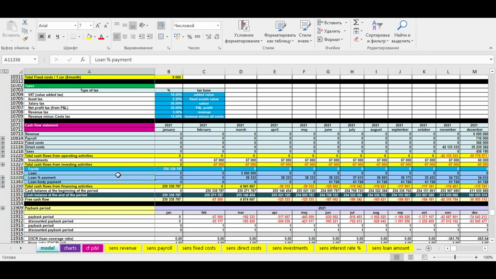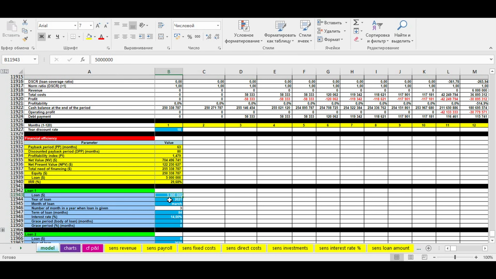What valuable information can you get from this table? First, you can see the total revenue, direct and fixed costs, payroll, and taxes. Second, you can see your monthly profit and cumulative cash balance. Third, one of the main things you'll see from cash flow is total amount of money you need to start the business. If you see that total financing is bigger than amount of money you have, you can add loan parameters. Amount of loan, month and year you get it, loan term in months, interest rate, and grace period for interest and body payment of the loan.